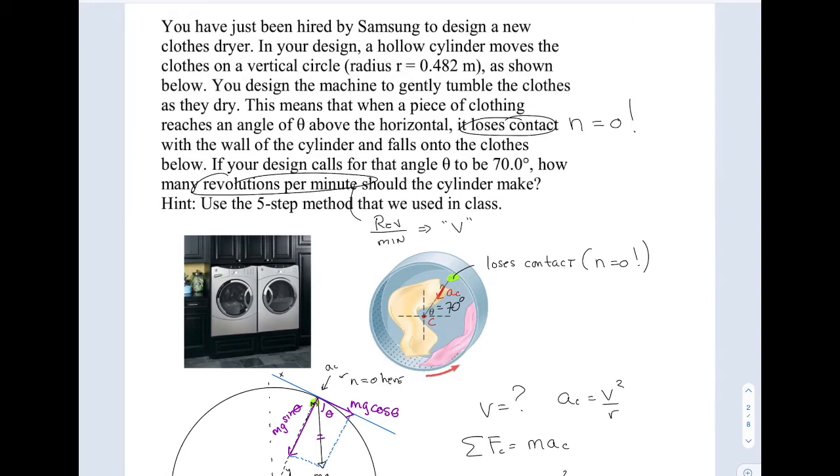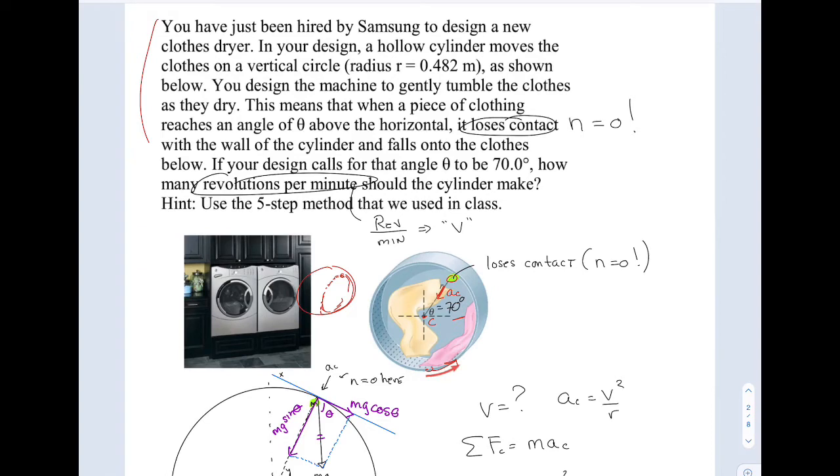So you can hit pause and just read through this. So basically you have a clothes dryer. So the clothes are rotating around, that little green thing, like a little sock or something like that. And this thing is designed so that it loses contact at 70 degrees. It loses contact at 70 degrees, and it falls back down. It's picked back up, falls back down, so it keeps tumbling.